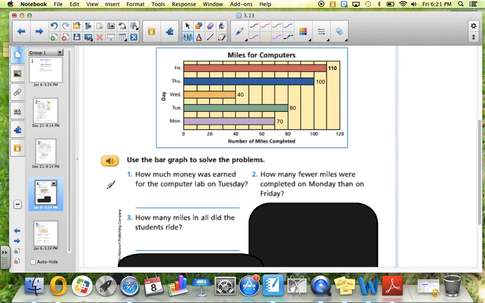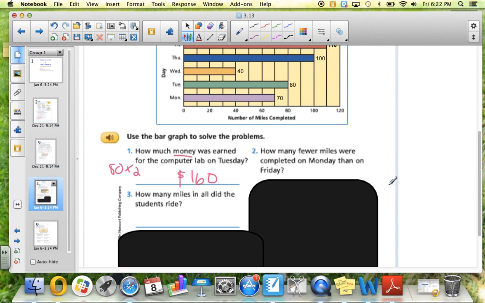Okay, so it says number 1, how much money was earned for the computer lab on Tuesday? So let's find Tuesday, which is 80. And it's asking us how much money. So we're going to multiply it by 2. And underline money if you need to. So 80 times 2, and our answer is $160.